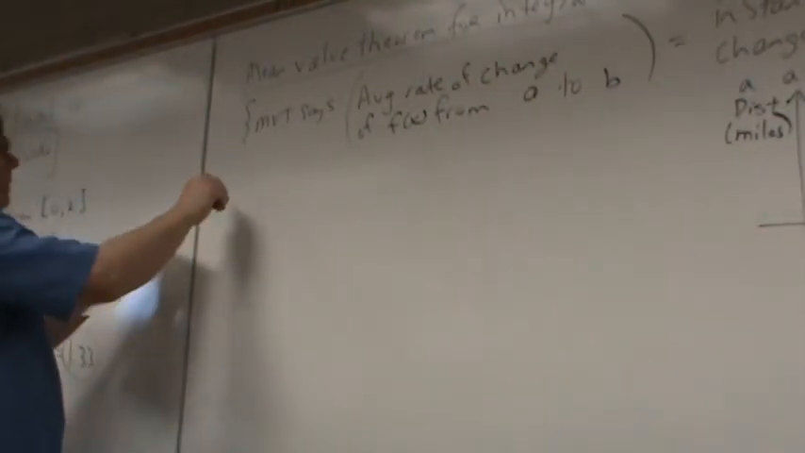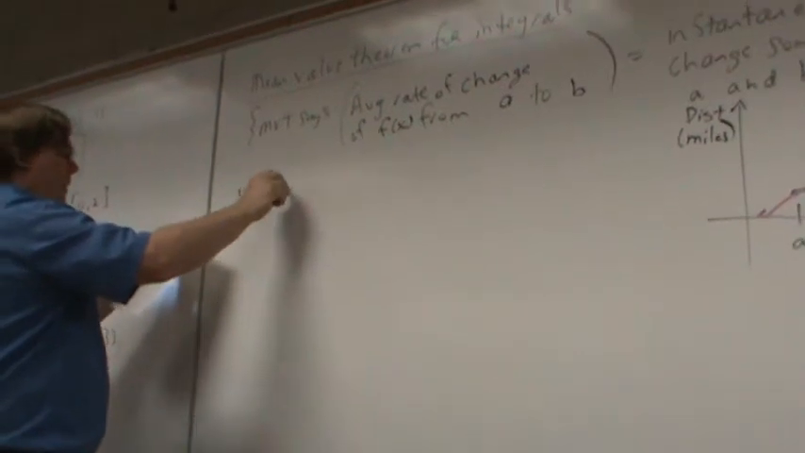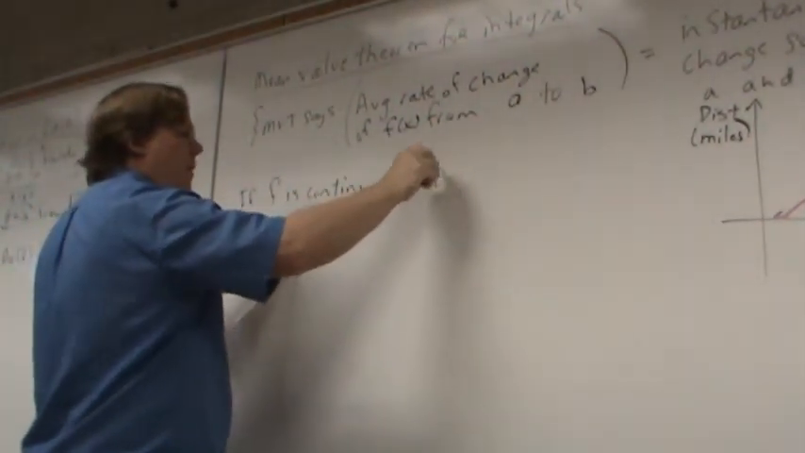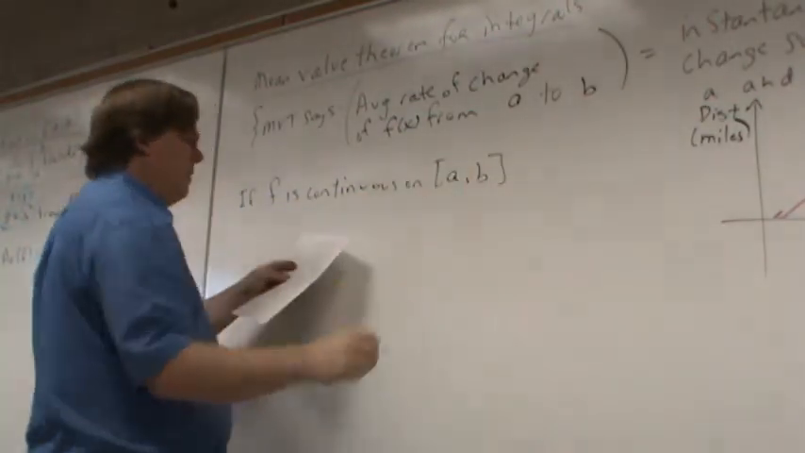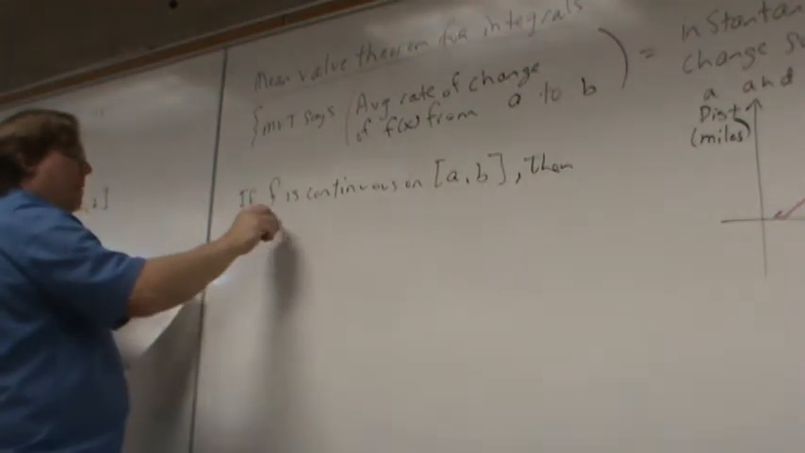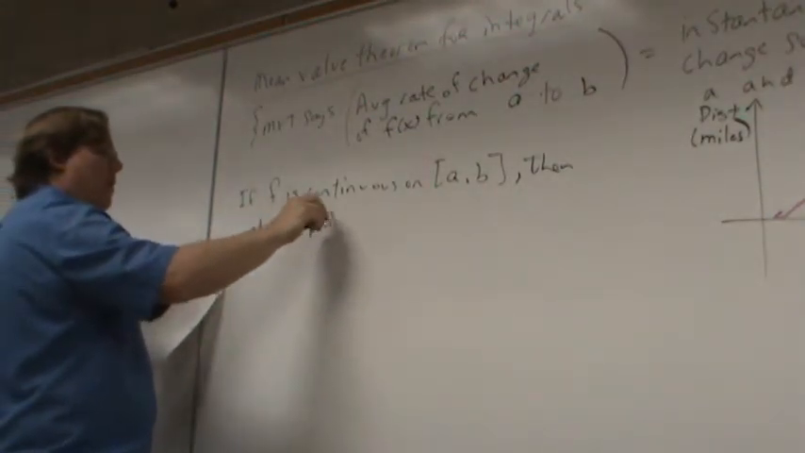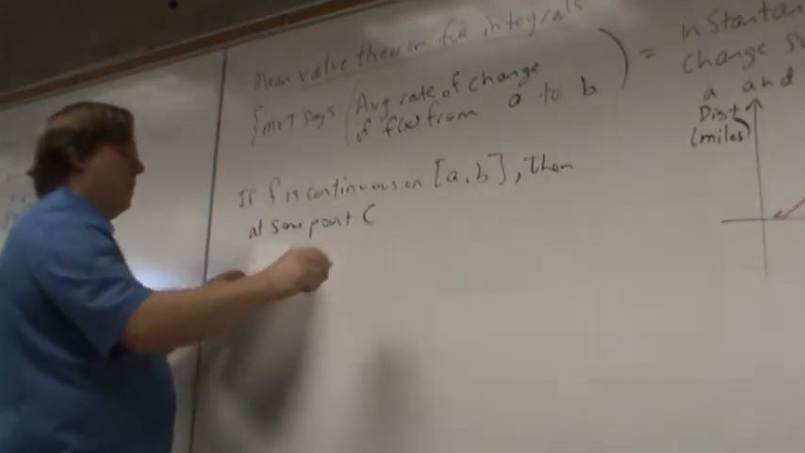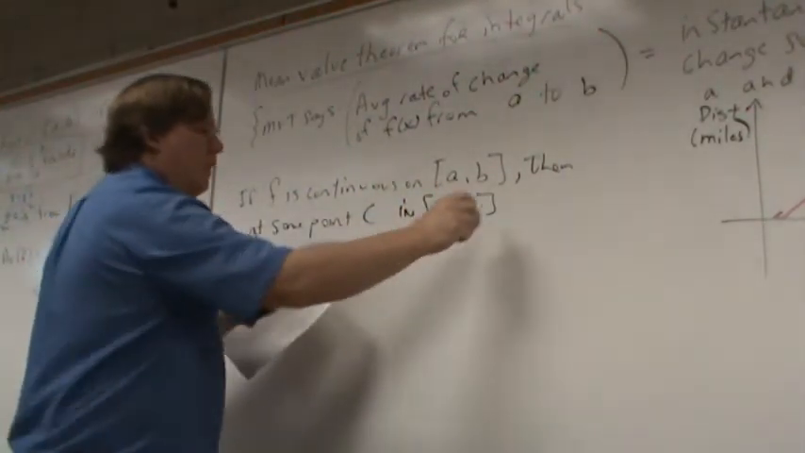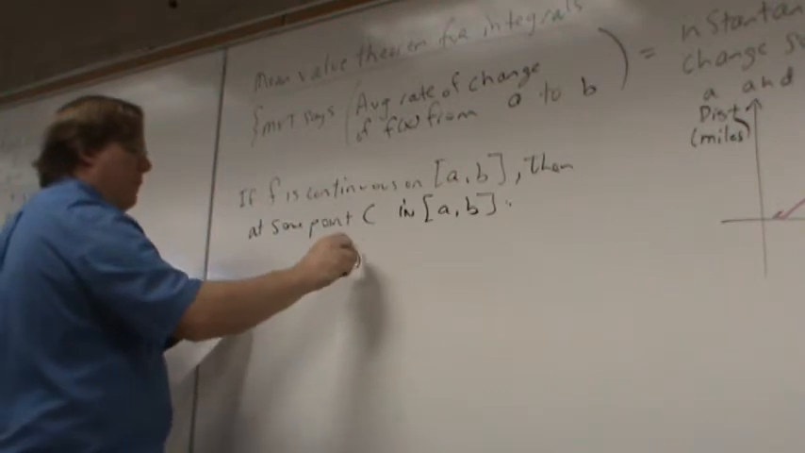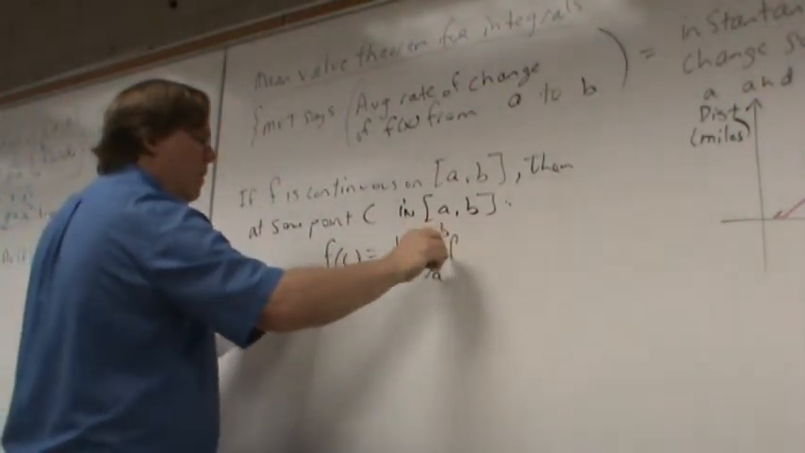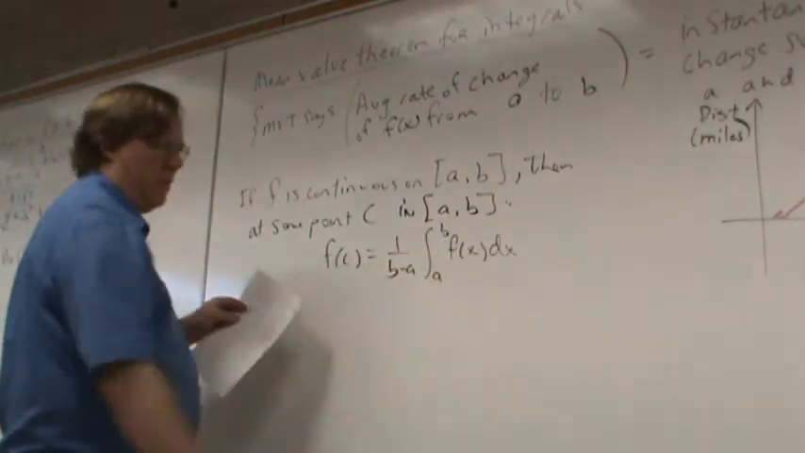Okay? If f is continuous on the closed interval from A to B, then at some point C in the closed interval from A to B, f of C equals the average value of the function.